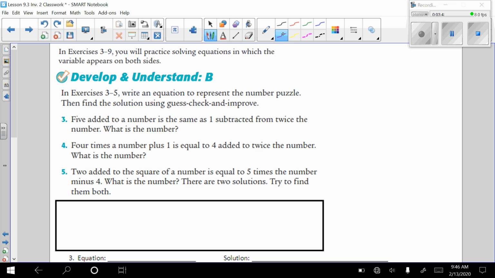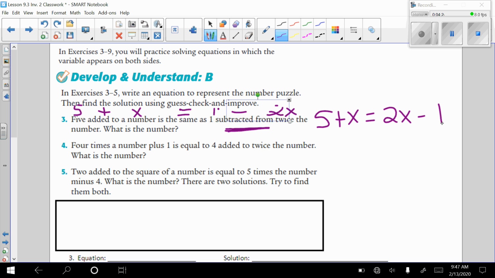The first one here says 5 added to a number is the same as 1 subtracted from twice the number. What's the number? Well, first we have to decide what we have. We have 5. Added to means plus. A number could be my x. Is the same as means equal. 1 subtracted from twice a number. So that's subtracted from, that's another clue. Maybe I need to switch these around. So I think that my problem would be 5 plus x equals 2x minus 1. So that would be my equation.